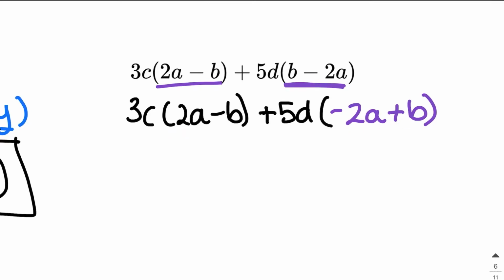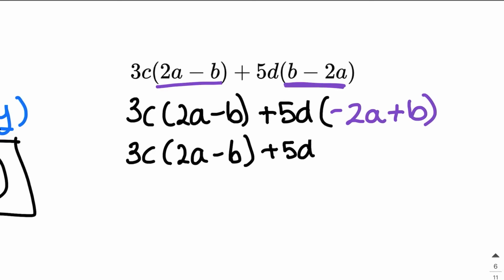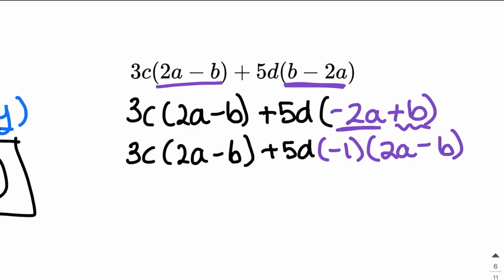But if you notice, if I multiply this expression by negative 1, so if I multiply negative 2a by negative 1, I get positive 2a. If I multiply b by negative 1, I get negative b. So instead, what I can do is as follows. I'm just going to copy down this, and copy down the 5d. And then here, I can just factor out a negative 1. When I factor out a negative 1 from negative 2a, this becomes positive 2a. When I factor it out of this b, this becomes negative b. And then 5d times negative 1 is negative 5d.